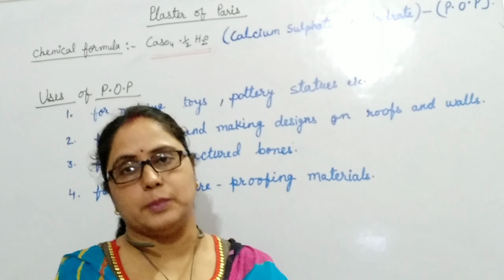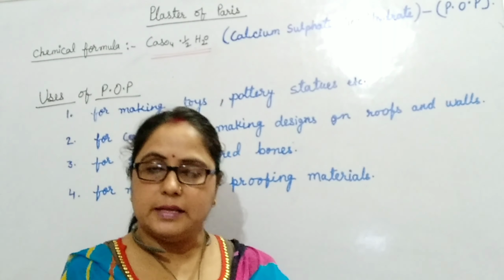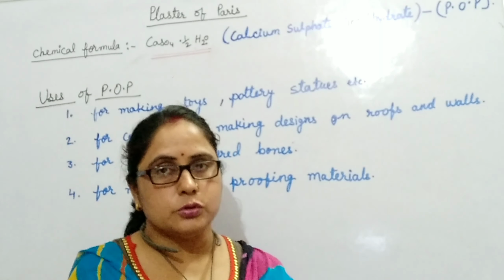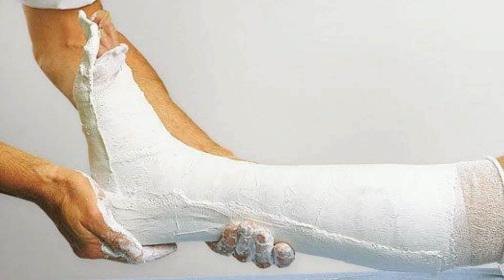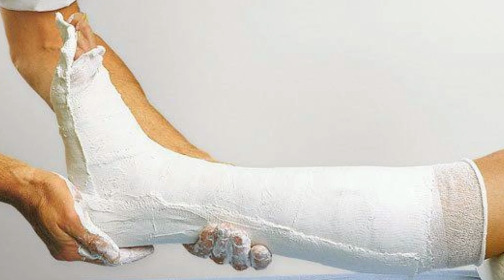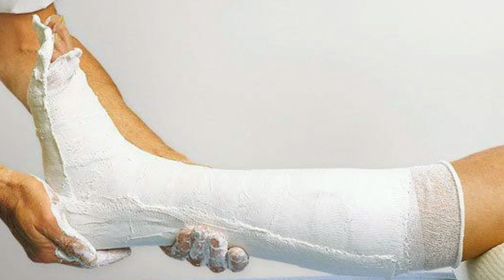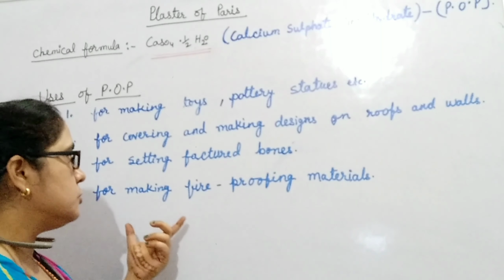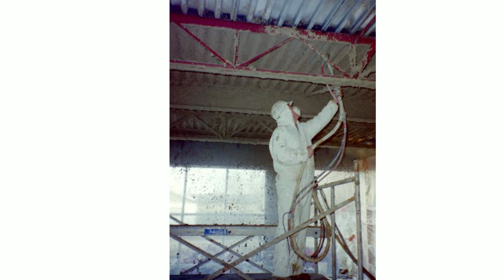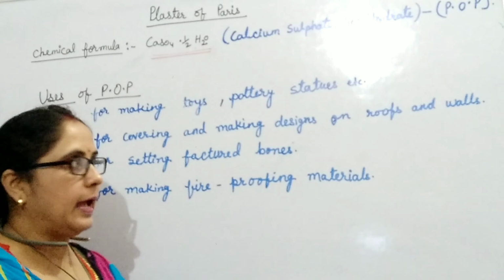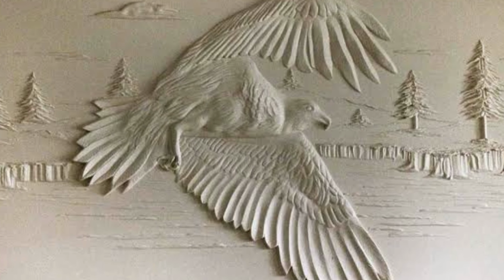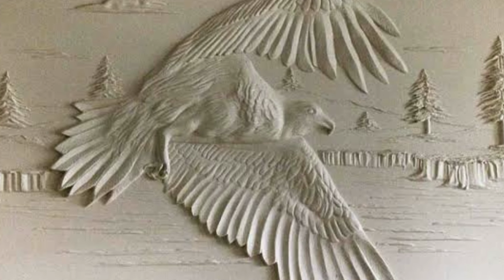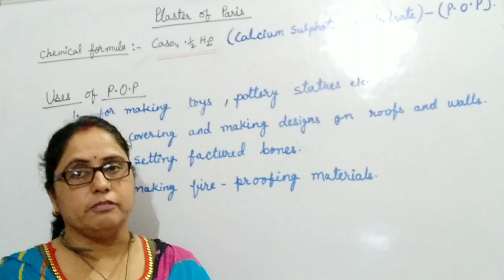What are the uses of plaster of Paris? Plaster of Paris is used for making toys, potteries and statues. It is used for plastering the bones. It is used in setting of fractured bone. Plaster of Paris is also used for making fireproofing materials. And this is also used for the covering and making designs on the walls and roof. This is about plaster of Paris.